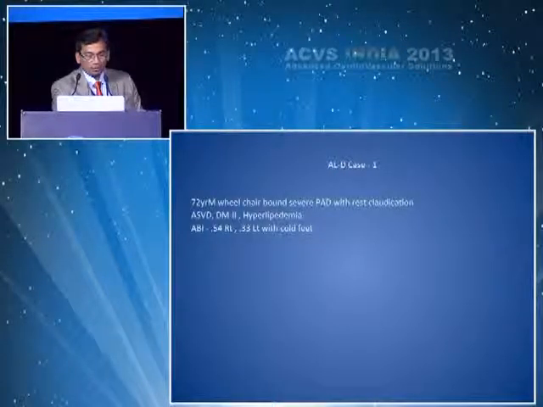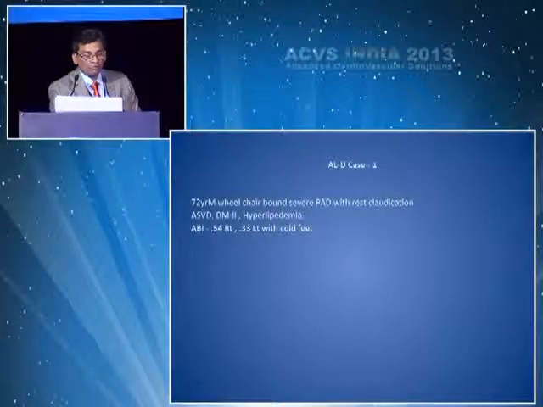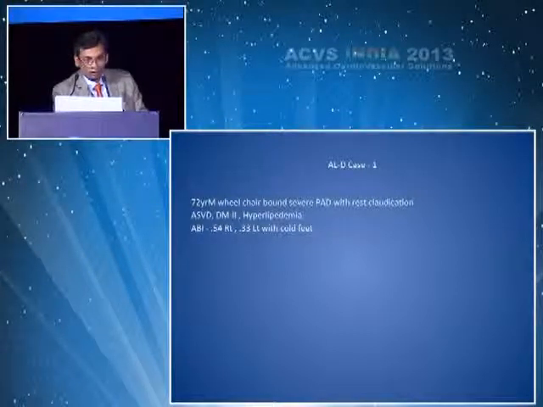Here's a case example of a 72-year-old male, wheelchair bound with severe peripheral vascular disease, who presents with rest claudication. So even though he's not ambulatory, he's on the verge of critical limb loss. Multiple risk factors, standard ones. ABIs were 0.54 on the right side and 0.33. He presented with a cold foot, and on the angiography.